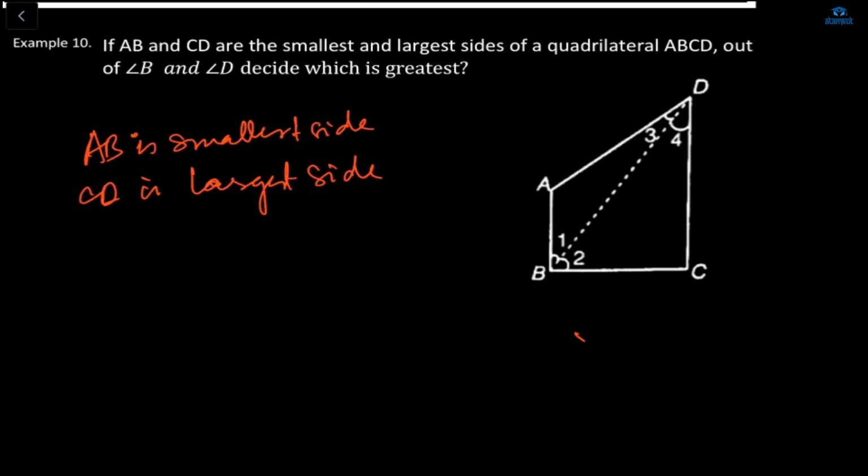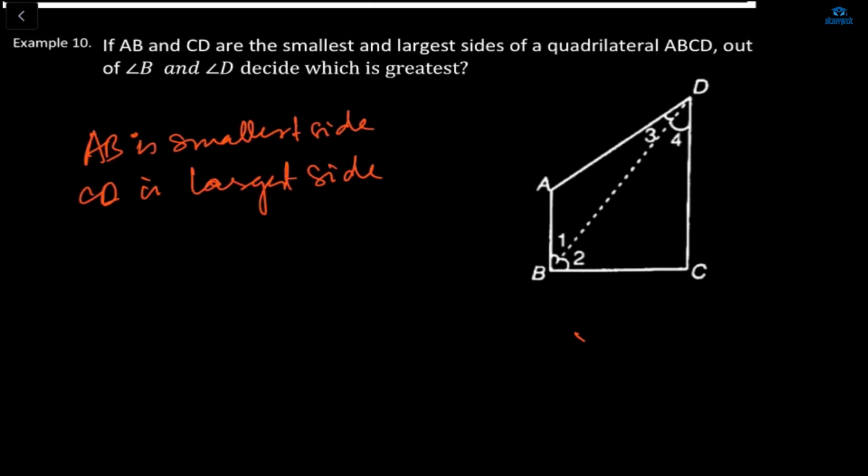I have joined B and D. Then you have got two triangles. One triangle is ABD and one triangle is BCD. Now, how can we prove this with this hint? Razi, what do you think? How can we prove this? Any idea? Razi, am I audible? Yes, ma'am.